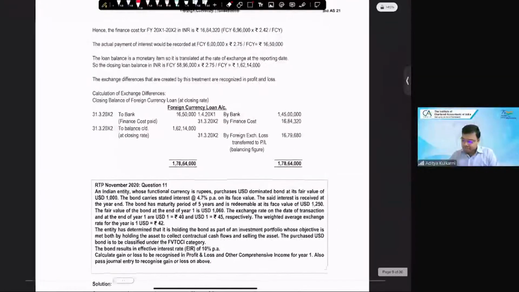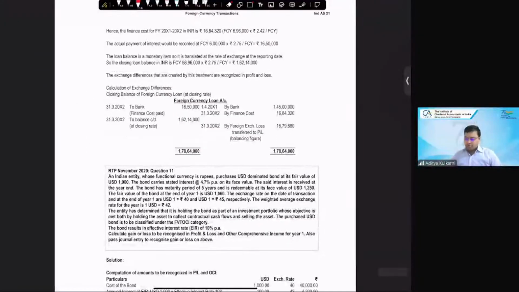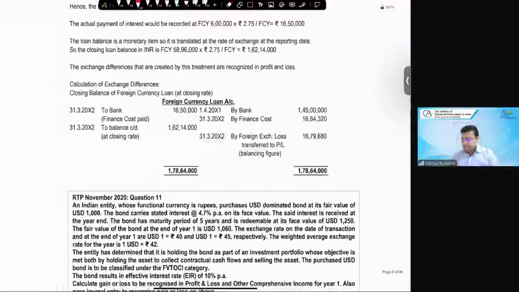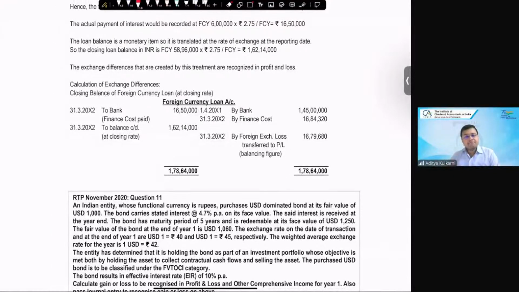Now, finance cost. Sir, one more question. Can this finance cost go into OCI? No, at least not now. Not now. This will go only in the P&L, because this is a borrowing that you are undertaking, so it has to hit the P&L.